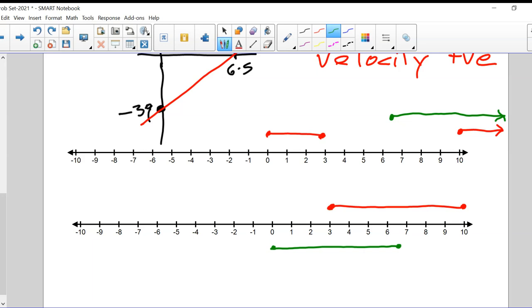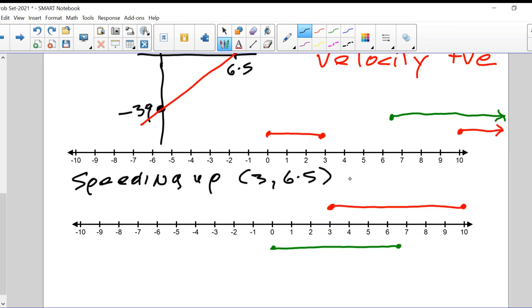My answer is that they are speeding up from 3 up to 6.5, union with 10 to infinity.